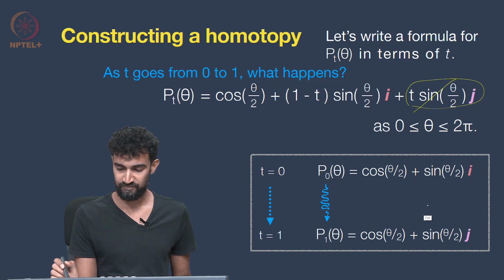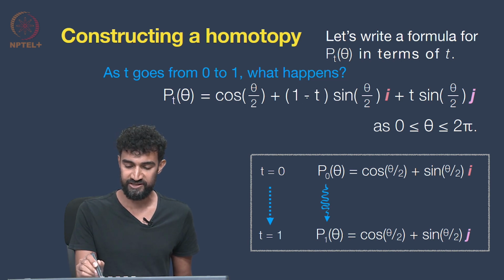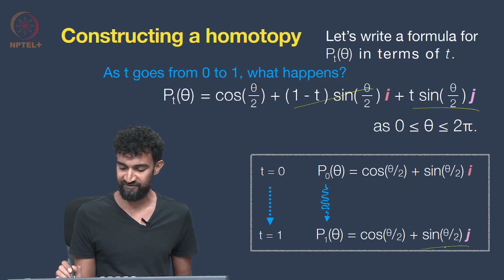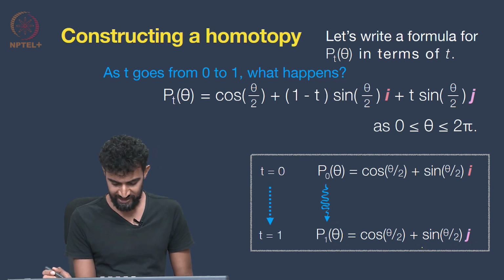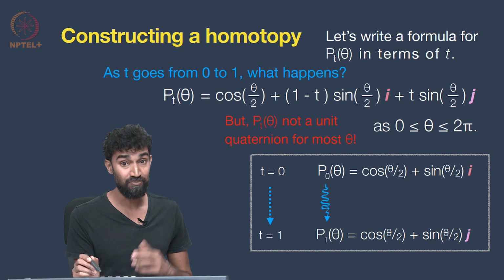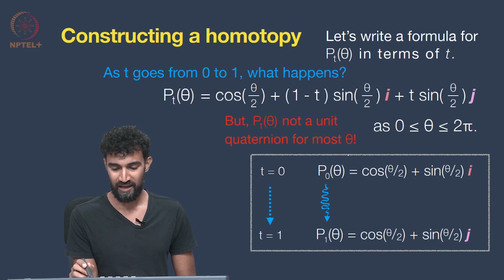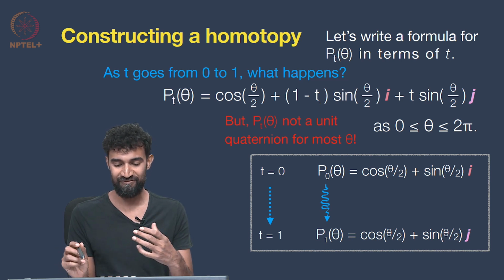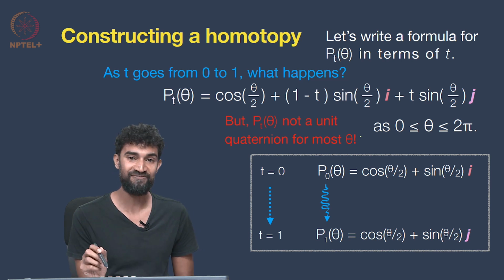Similarly, when t is equal to 1, what happens? When t is equal to 1, this is 0, so this vanishes, and we end up with just sine of theta over 2 j. We end up with p1. Okay, so that's all good, but we still have the same issue as before. pt of theta is not going to be a unit quaternion for most values of theta, at least when t is not equal to 0 or 1. So we do still have a problem, but we can easily fix it.